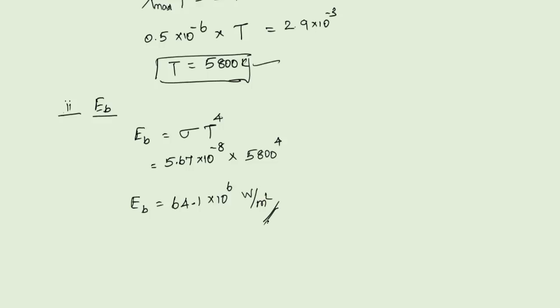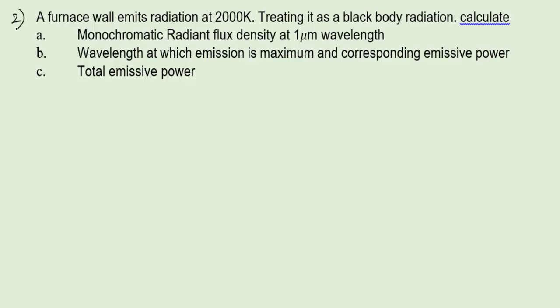Now go to the second problem. This is your problem number 2. In the second problem, it is given that a furnace wall emits radiation at 2000 Kelvin. So just write the given data. Given temperature of the furnace wall T equal to 2000 Kelvin, and treating it as black body radiation. So you have to treat this furnace wall as the black body.